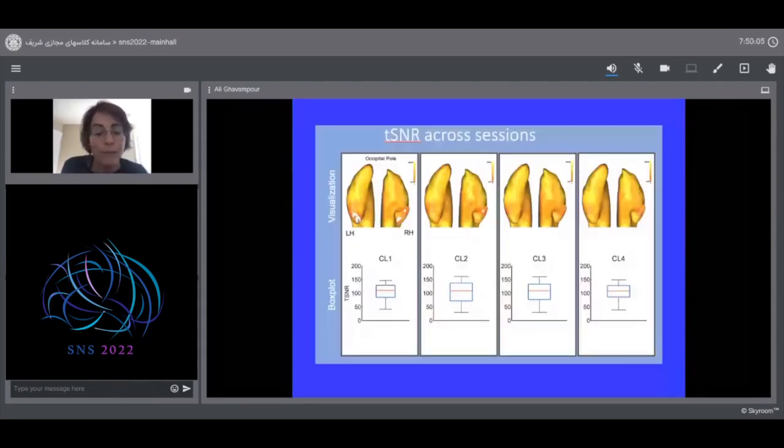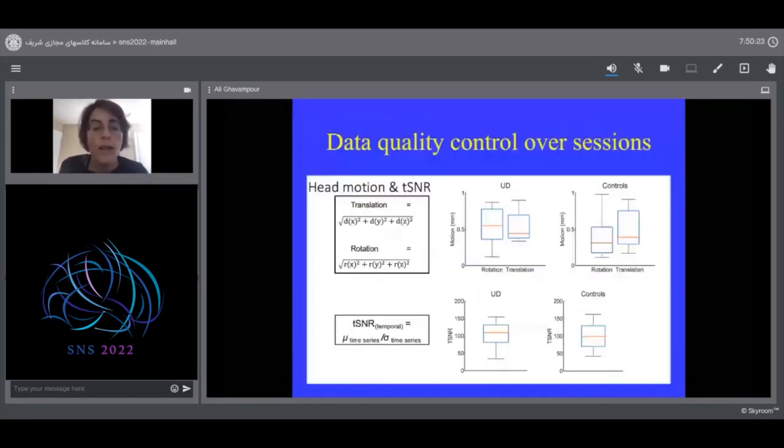Next, please. Oh, these are just to, if anybody wants to know how we can guarantee data quality over these many sessions over years, I can share some of the details with you. Suffice it to say that we have good control of TSNR. Next, please. We have good control over head motion. Next, please.